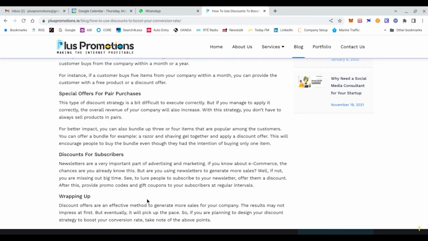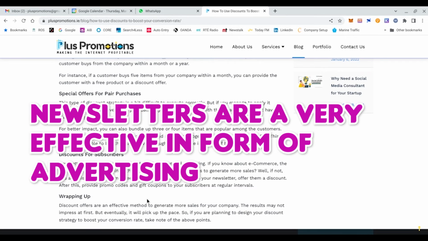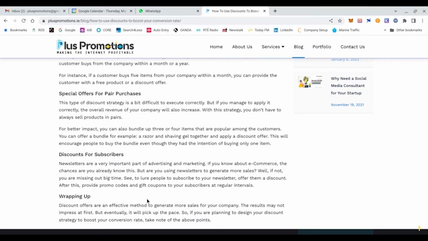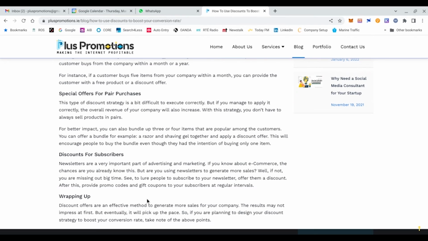Subscribers, discounts for subscribers is also a nice way to go. Newsletters are a very effective form of advertising, especially when you're looking to clear product or clear stock from an e-commerce site. Your top line sales figure is very important from an e-commerce perspective, and having stock going static is not what you want.